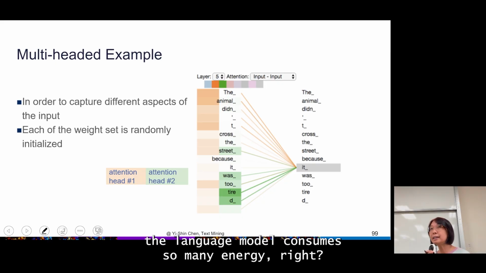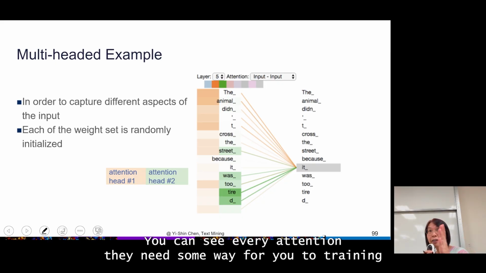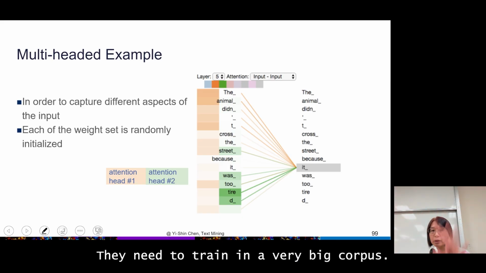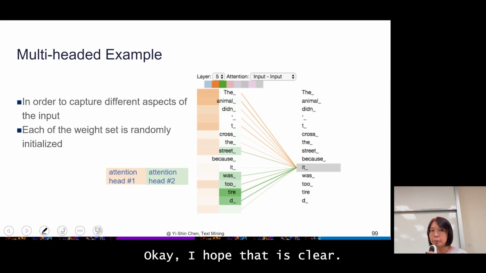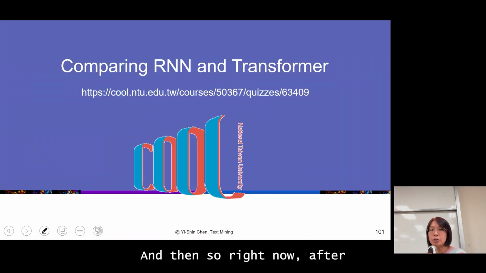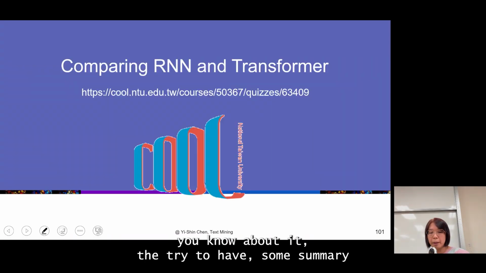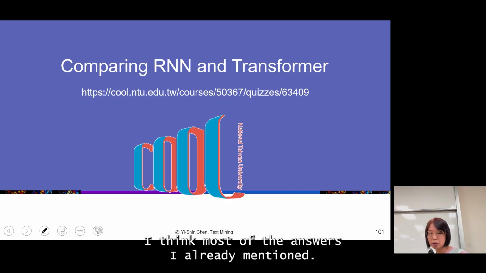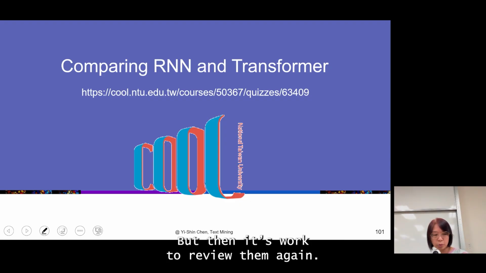That is why we say the language model consumes so much energy. You can see every attention head needs to be trained, starting from an initial value, and with so many attention heads, they need to be trained on a very big corpus. Okay, I hope that is clear. And then right now, after you know about it, let's have some summary for you to compare what is RNN and what is transformer. I think most of the answers were already mentioned, but it is worth reviewing them again.